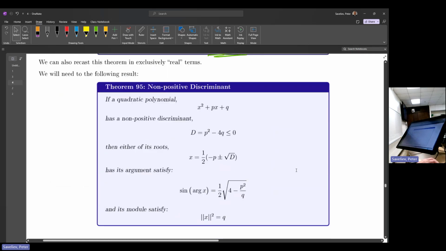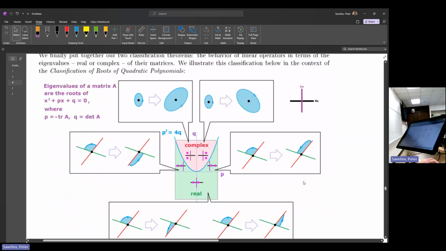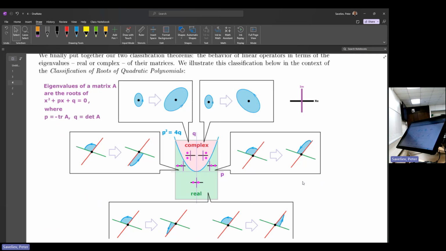And what remains, once again, I'm skipping this and going to the point that we're trying to make. It's a classification of linear operators, and depending on where our complex numbers are, that's in the middle, it does different things.